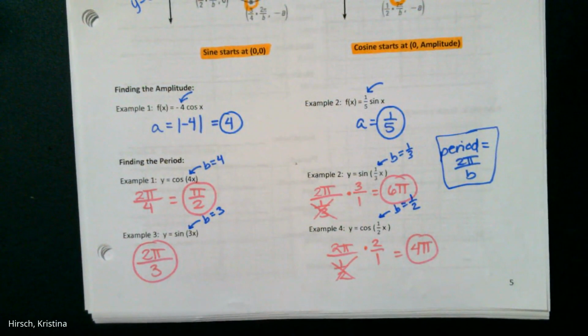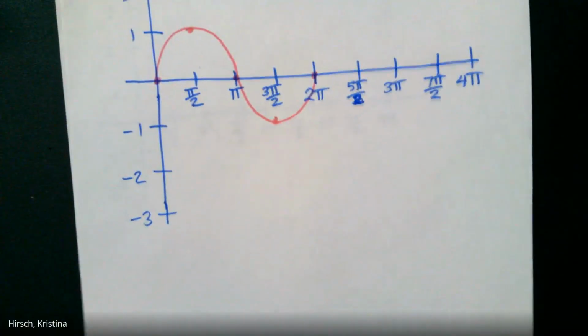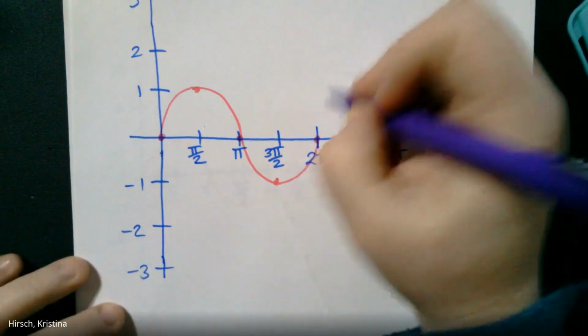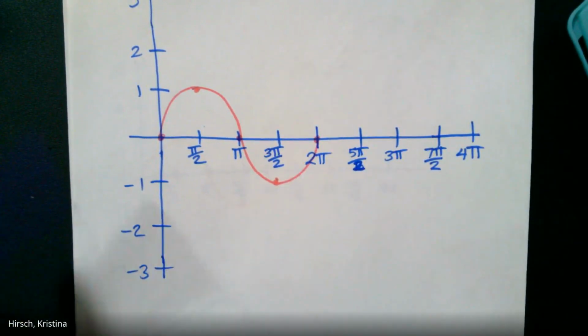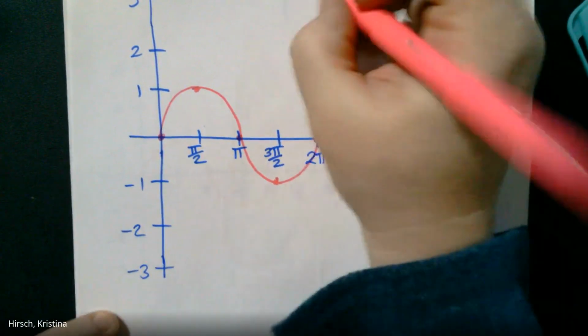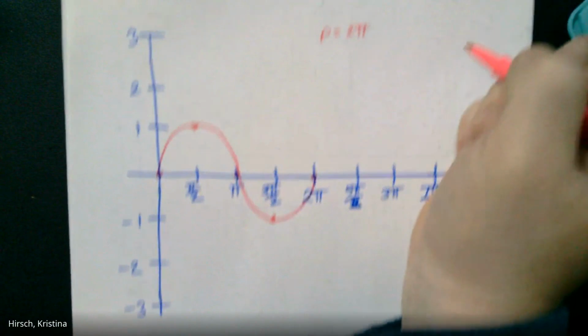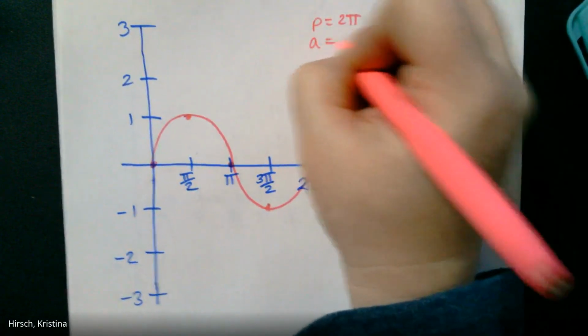Now we've talked a little bit about period and amplitude, but I want you to see how that impacts a graph. Here's an example of a basic sine curve. If I'm this sine curve, I have a period. Let me do it in pink. My period is 2 pi, and my amplitude is 1.